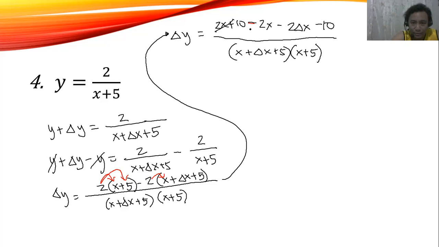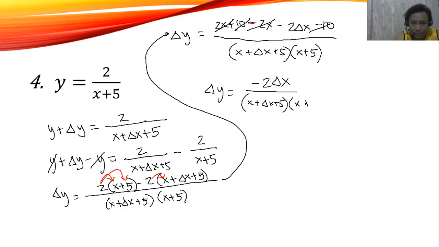So we have 2x and then minus 2x, and then we have 10 and negative 10. So now we have delta y is equal to negative 2 delta x all over x plus delta x plus 5 multiplied by x plus 5.